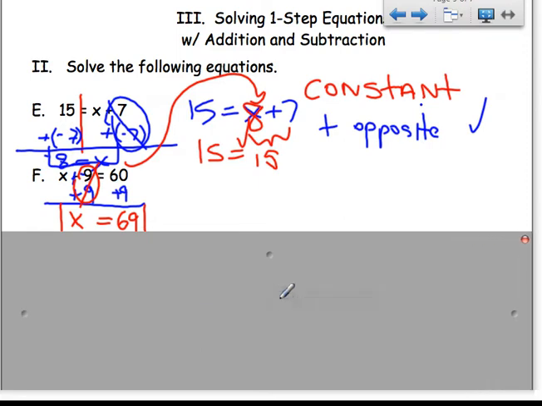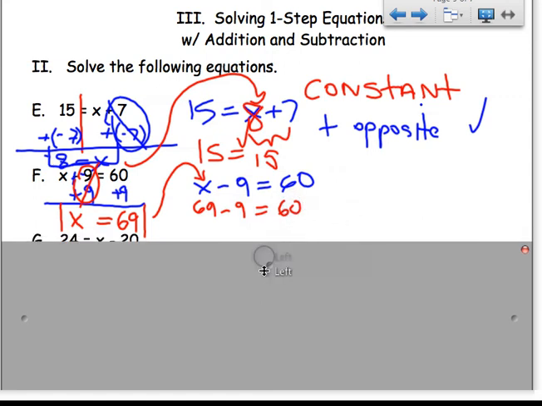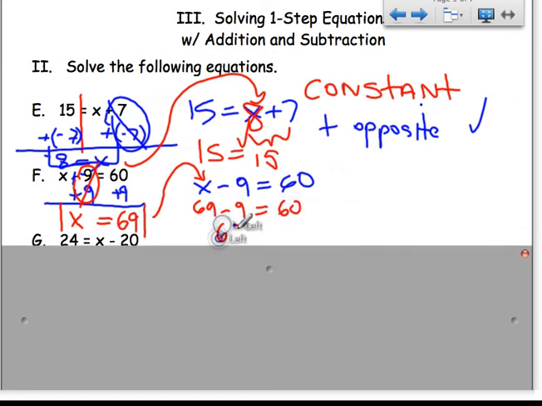In order to check it, I'll just check using substitution. x minus 9 equals 60. That was the original equation. I'll plug in my answer. 69 minus 9 should equal 60. If it does, I'm right. 69 minus 9 equals 60. So my answer checks out.